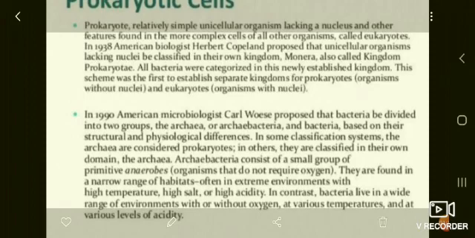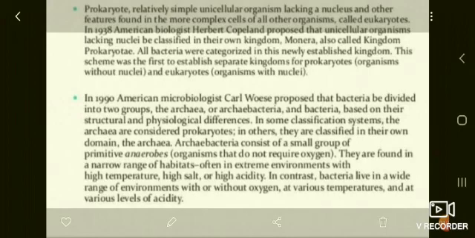In 1990, American microbiologist Carl Woese proposed that bacteria will be divided into two groups, archaea and bacteria, based on their structural and physiological differences. In some classification systems, the archaea are considered prokaryotes, in others, they are classified into their own domain. The archaea consists of a small group of primitive anaerobic organisms that do not require oxygen.